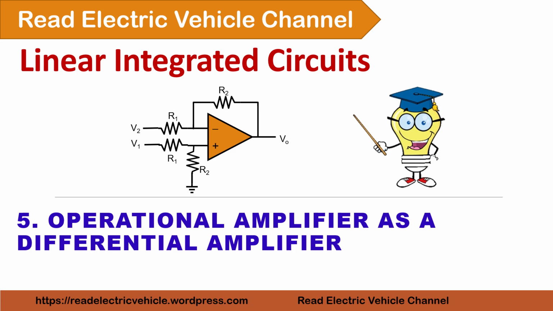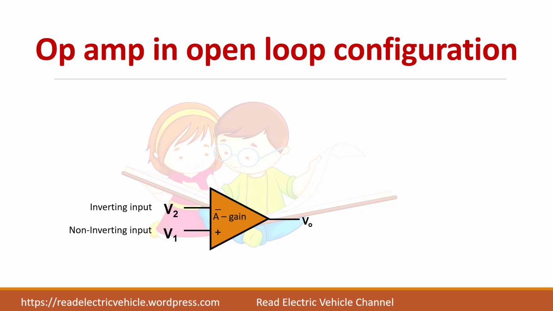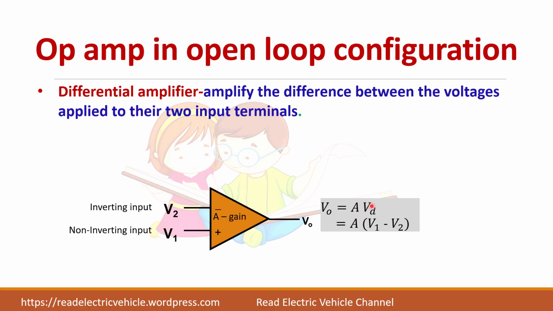Hi everyone. In this video, we are going to see how to use an operational amplifier as a differential amplifier. If you see an op amp in open loop configuration, the output V0 is given by A into Vd, where A is the gain of the amplifier and Vd is the difference of the two input voltages. So basically, when an op amp is operated in open loop configuration, it amplifies the difference between the input voltages.